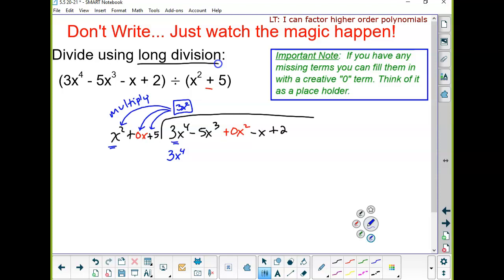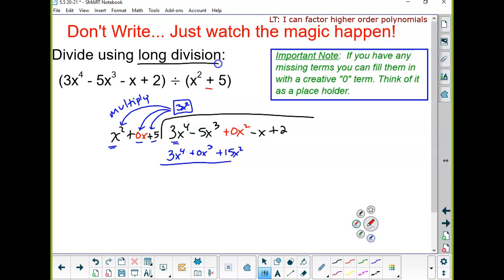And then I do have to follow this. So 3x squared times the red 0x is 0x to the third. And notice how that aligns them. If I didn't have that 0x, I wouldn't have my spacing or my placeholders mapped out. And then 3x squared times 5 is 15x squared.